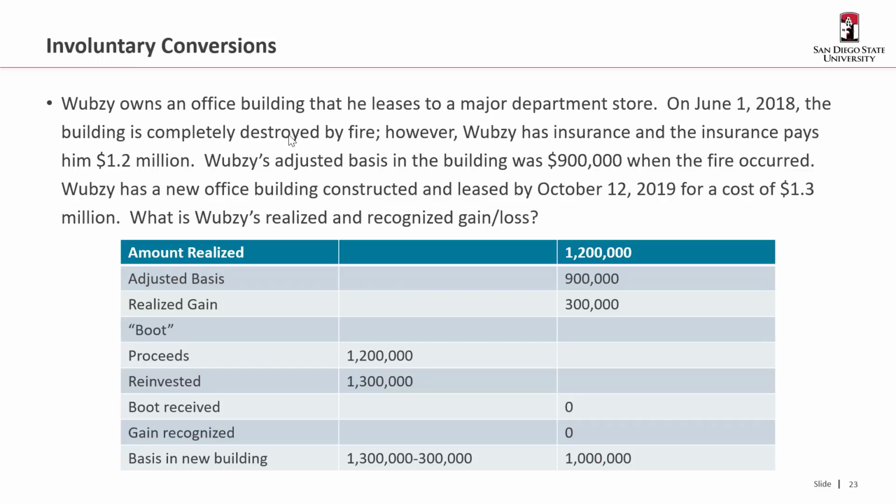When we're calculating his basis in this new building, it is not 1.3 million. Instead, you calculate it as the fair market value of the new property minus any deferred gain. So 1.3 million minus 300,000 is $1 million.